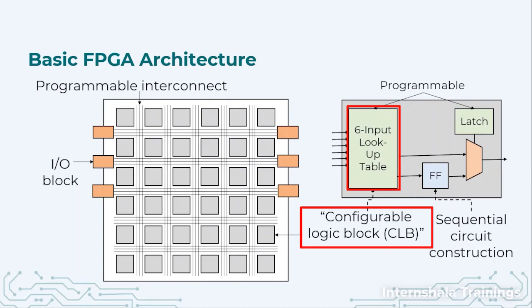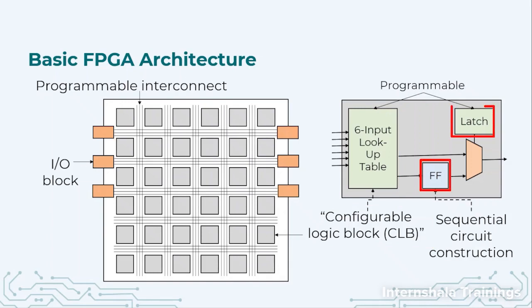So this is where you can change the circuit. It can take 6 inputs or 8 inputs based on the type of FPGA you take. The logic is computed inside the CLB, and if we need memory, we use flip-flops and latches. So that is the sequential circuit, and the whole thing is one CLB block.